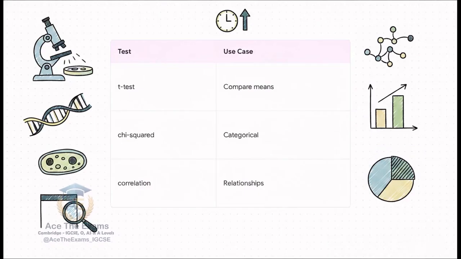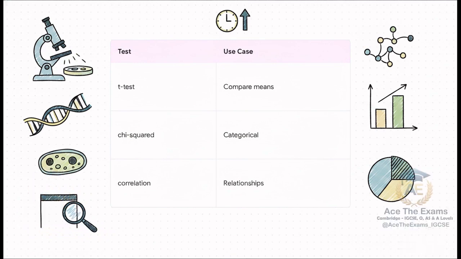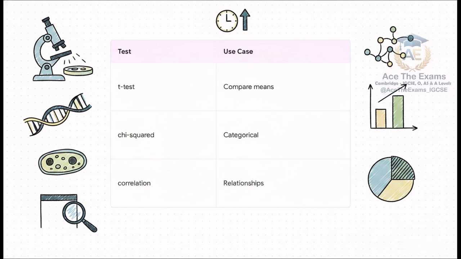Part of solving systematically means interpreting data correctly, right? Always extract data carefully from tables, double-check your units, and apply the correct statistical test. Use the t-test for comparing means, chi-squared for categorical data, and a correlation test for relationships between variables. Knowing which test applies to the data is a massive advantage on exam day.